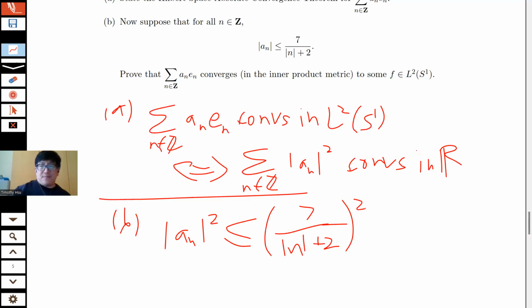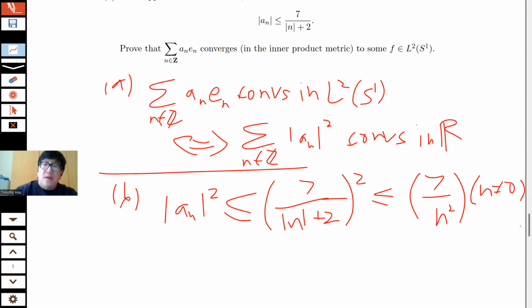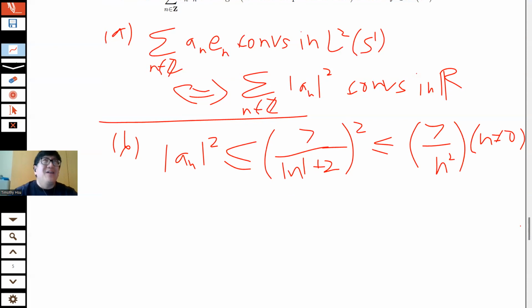Which I don't know is less than or equal to... yeah, well, anyway, oh yeah, it's less than or equal to 7 over n squared for n not equal to 0, which we can ignore, right? Right, because if you make the denominator smaller, that means you make the whole thing bigger.